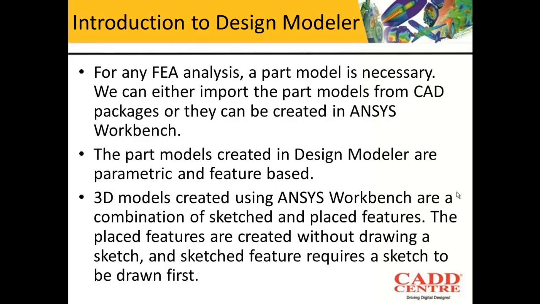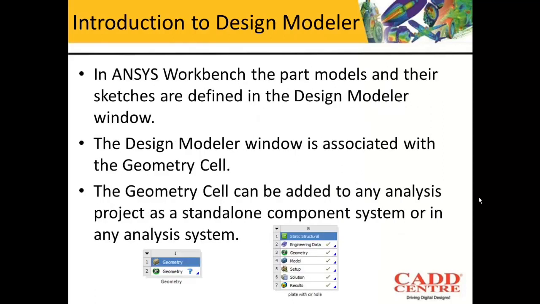The parts that are created in Design Modeler are parametric and feature based. Whatever models we create in Design Modeler are a combination of sketched and placed features. The sketched features are those which require a sketch to be drawn first and then the feature will be added, and the placed features are those which do not require any sketches. The Design Modeler window can be accessed from the geometry cell. The geometry cell can be a standalone system or it can be associated with any other analysis system.